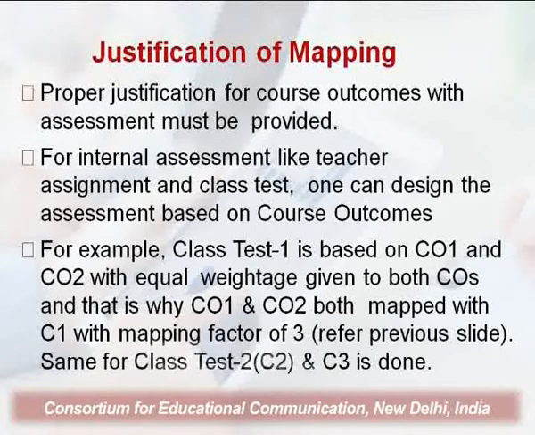For internal assessment like a teacher assignment or a class test, one can design the assessment based on the course outcomes. For example, class test 1 is based on CO1, CO2 with equal weightage given to both COs, and that is why CO1 and CO2 are both mapped with C1. Now with the mapping factor of 3, you have to refer to the previous slides. Same for class test 2, where C2 and C3 are done.